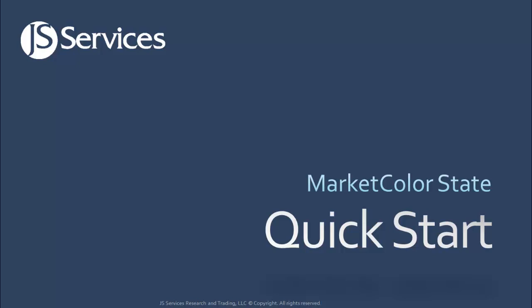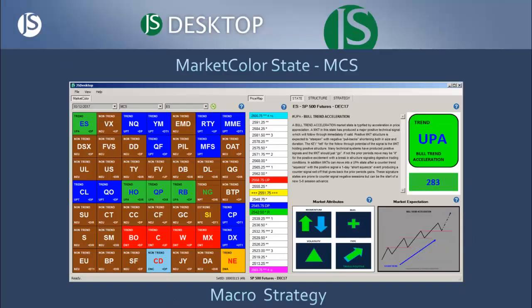In this video I'm going to go over the MarketColor state and show how you can use it as the basis to create a structured trading approach. We're talking about the state of a market. We're talking about the underlying technical condition. You can think of it as kind of the underlying macro strategy.